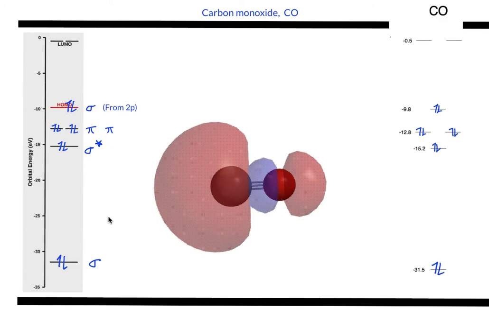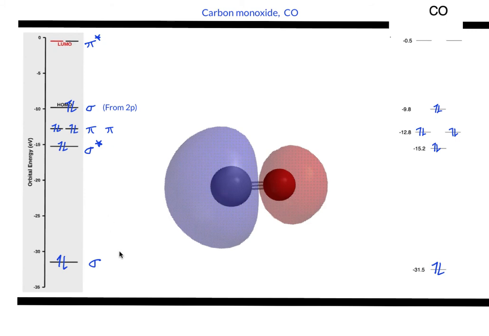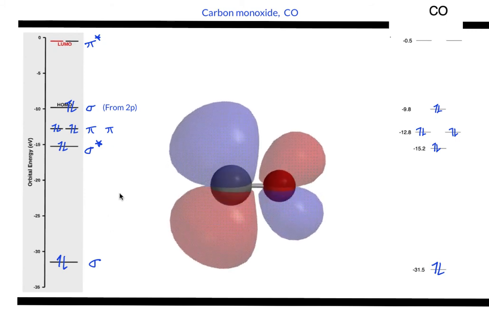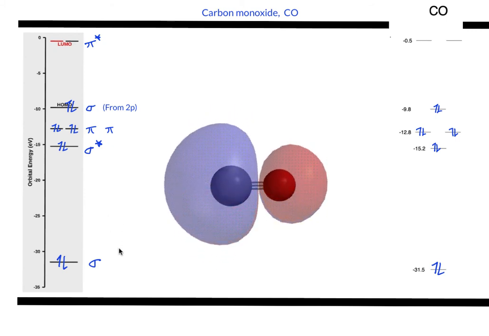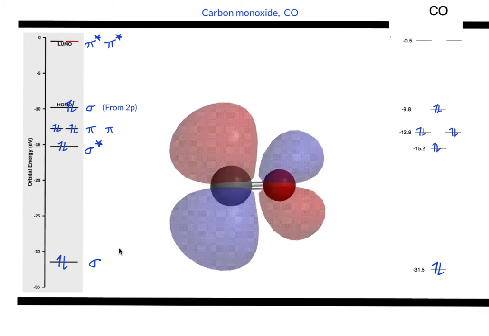And then a sigma bonding orbital derived from the p orbitals. Here's the LUMO of carbon monoxide, 2 orbitals at the same energy level, with larger lobes on carbon. I'll now show the numerical energy levels for nitrogen, for carbon monoxide, and for oxygen.